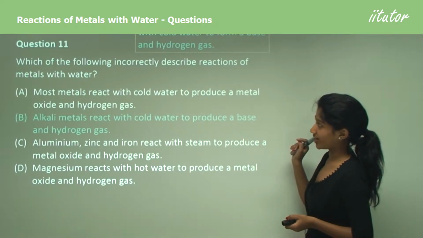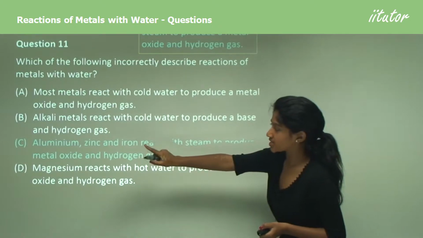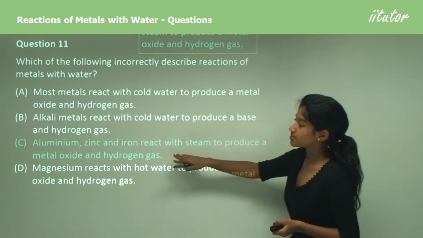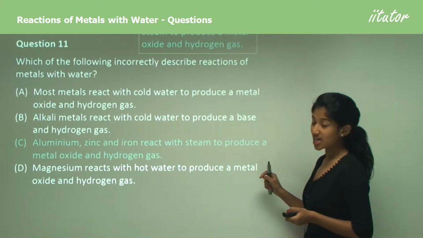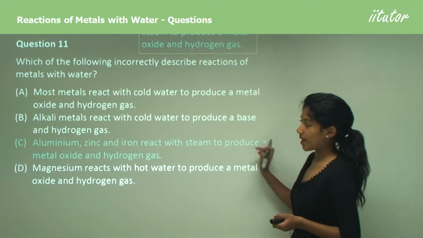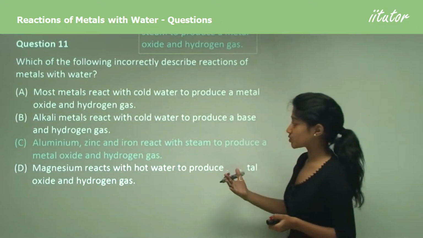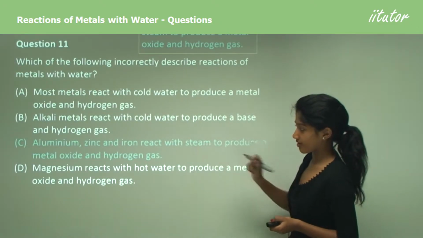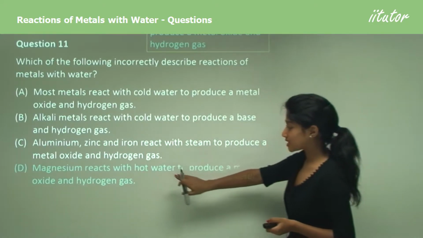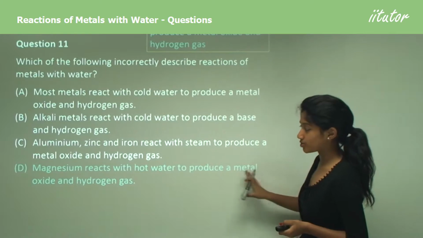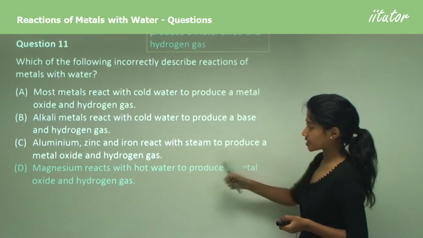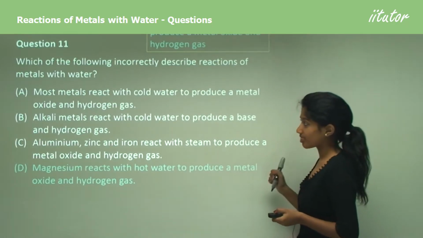So this is incorrect. We have C, which is aluminium, zinc and iron reacting with steam to produce metal oxide and hydrogen gas. Now metal oxide is incorrect because aluminium and zinc react with cold water, so that's not correct. We have option D, which is magnesium reacting with hot water to produce a metal oxide and hydrogen gas. That's incorrect as well because it's not hot water it's reacting with.